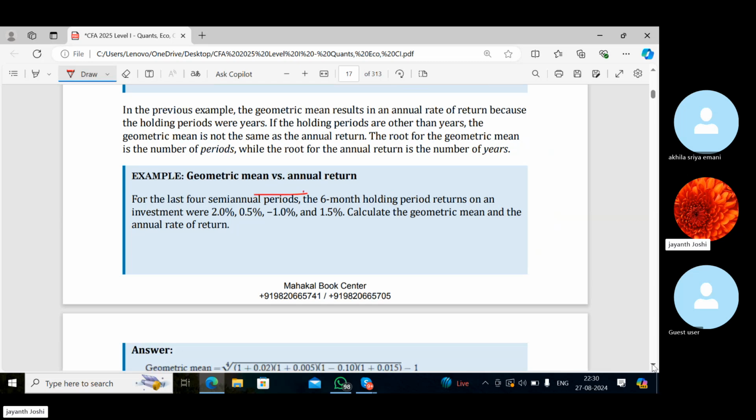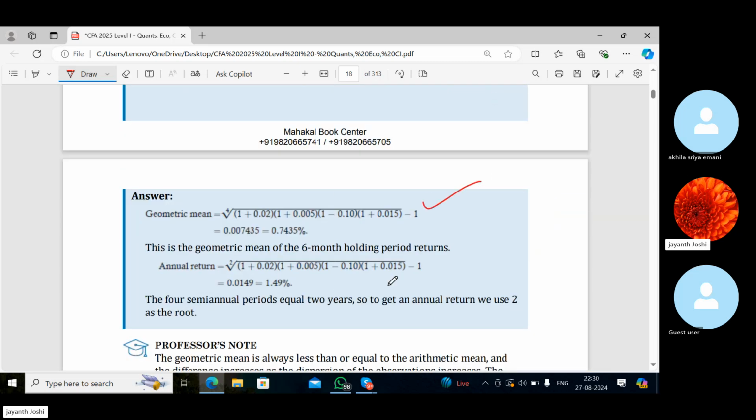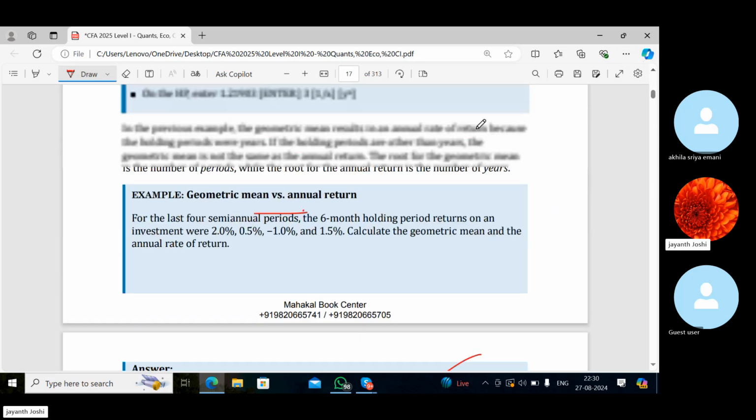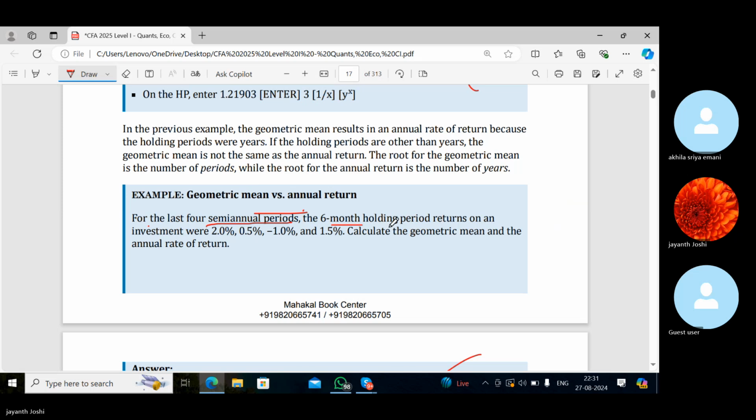Geometric mean versus annual return. This is geometric mean, this is annual return. See what is happening here. They're asking you a question: for the last 4 semi-annual periods, the 6-month holding period returns on an investment are these. Four semi-annual periods are 2 years. Calculate the geometric mean and annual rate of return.